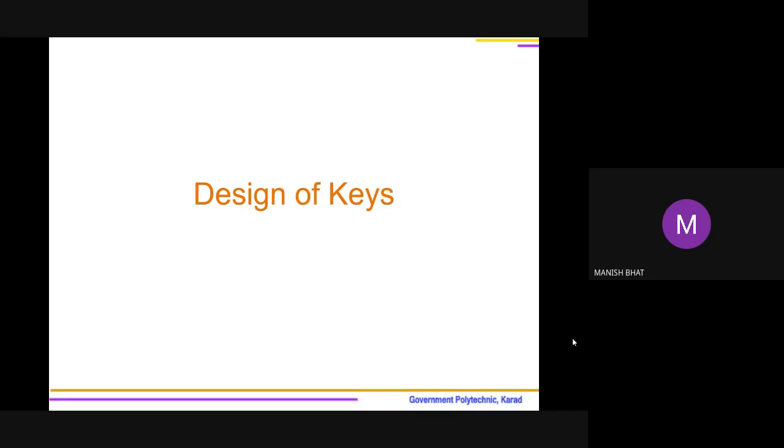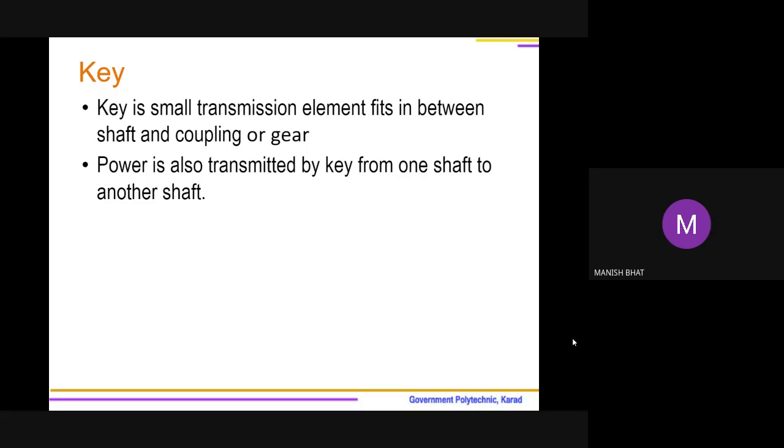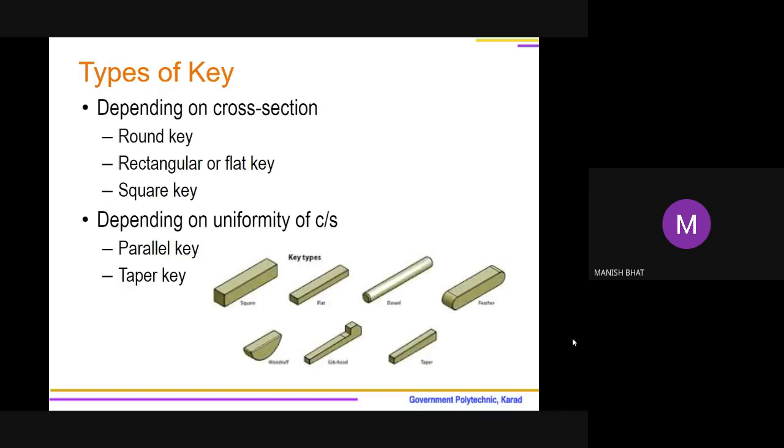And for that sake, it is necessary for us to design keys also. So key is again a transmission element, though it is a small element which is mounted. We know that there are different kinds of keys used in engineering practice, but as a design engineer, we will be focusing on how keys are classified, what material is used for key, along with their design. And for that sake, let us see what the different types of keys are.